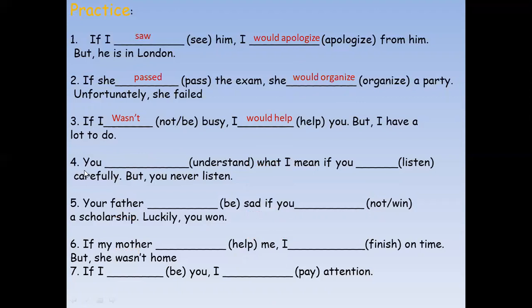Number 4: You would understand what I mean if you listened carefully, but you never listen. Here we started with the result part, or the main clause. This is the real situation, that you didn't listen. This shows us that this is an imaginary or unreal situation.